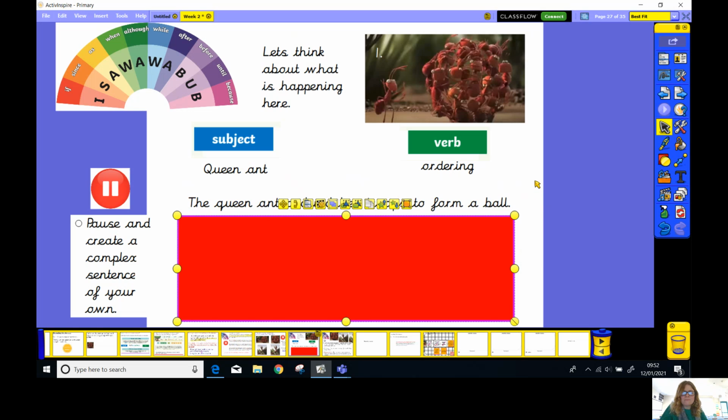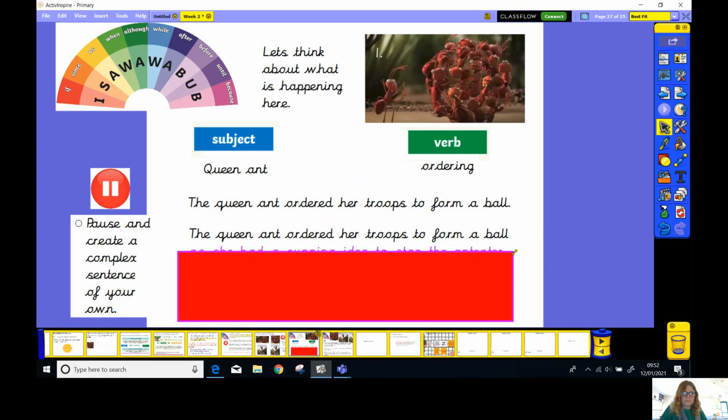So I've written some sentences that use this subject and this verb, and I've created some complex sentences. Here's my simple sentence to start off with: The Queen Ant ordered her troops to form a ball. That makes sense completely on its own. That is a simple sentence, but I'm going to extend it now and make a complex sentence. The Queen Ant ordered her troops to form a ball as she had a cunning idea to stop the anteater. Here's my subordinating conjunction, and here's my subordinate clause. I've used this one, as.